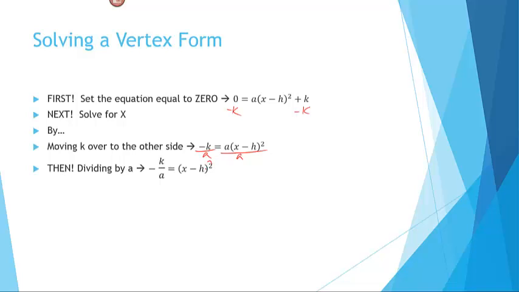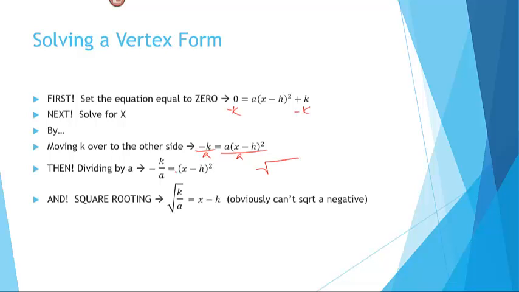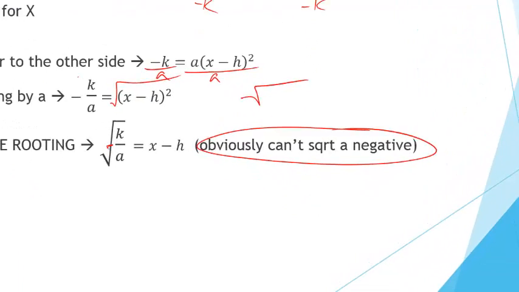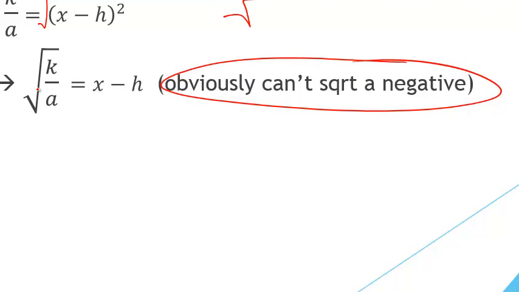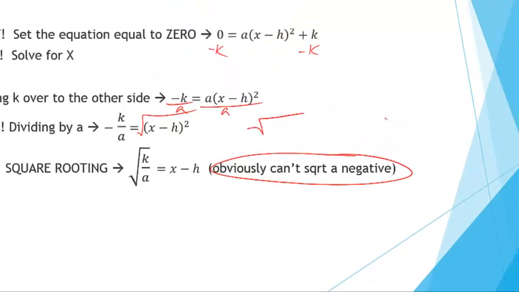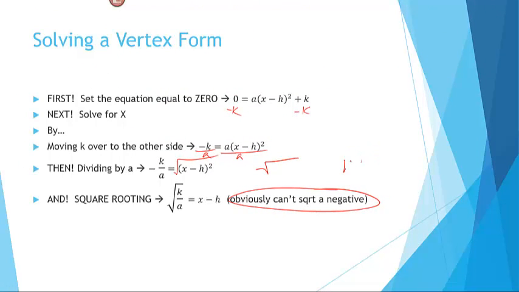Now, how do you get rid of the squared sign out there? Well, the opposite of squared is square rooting, so we're going to square root both sides. But, as we know, we can't square root a negative. So I'm going to assume that k divided by a is positive, and that's why I got rid of the negative. If somehow on your tests or quizzes or homeworks you square root a negative, that means there are no solutions.